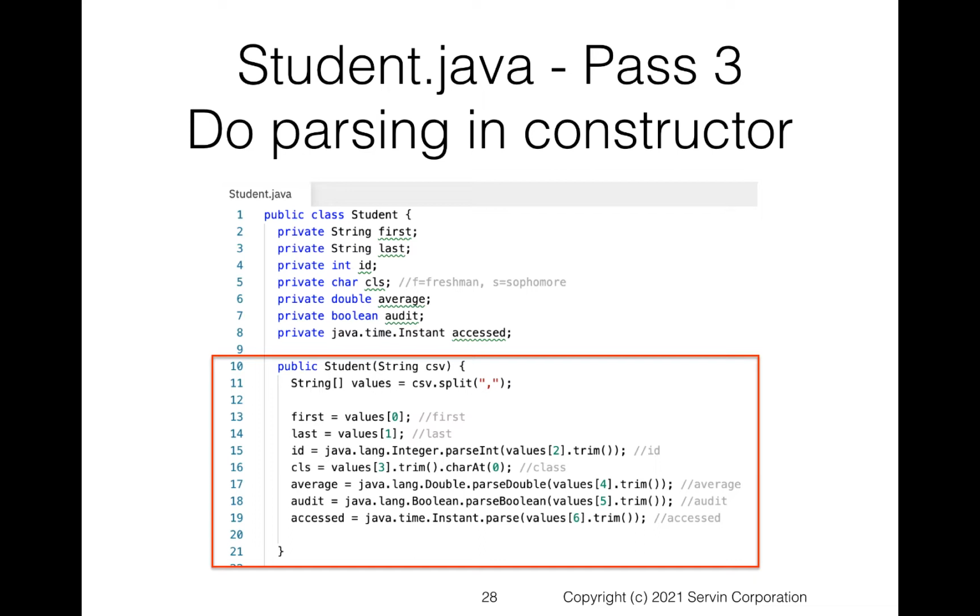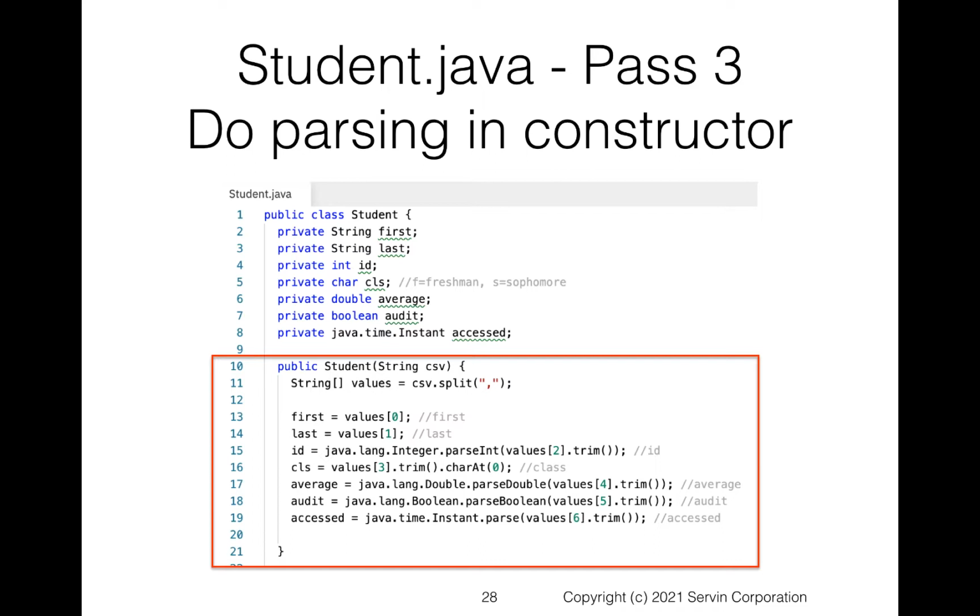Once we've split them, notice it becomes a straightforward manner at line 13 to have values of 0 assigned to first, at line 14 values of 1 assigned to last. Now it's interesting, notice at line 15 we can't just assign it directly. Instead, we go to our java.lang.Integer and we use a parseInt. Now the reason we call parseInt is because values of 2 is actually a string.